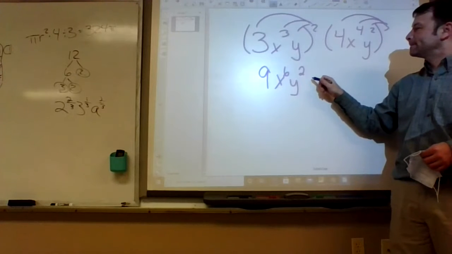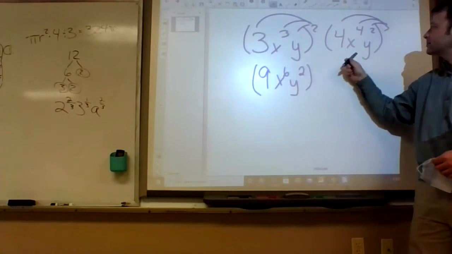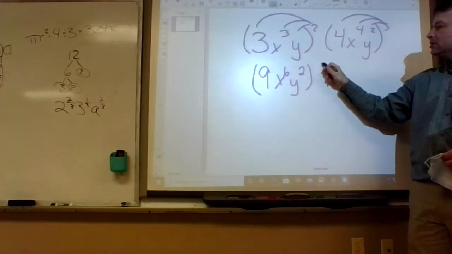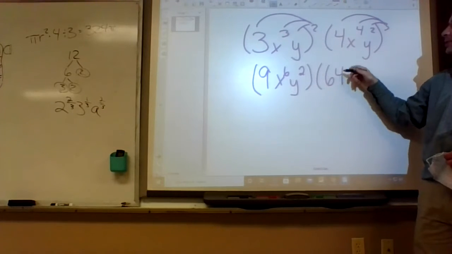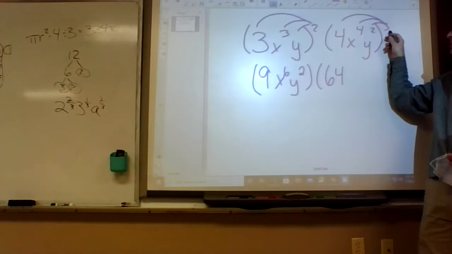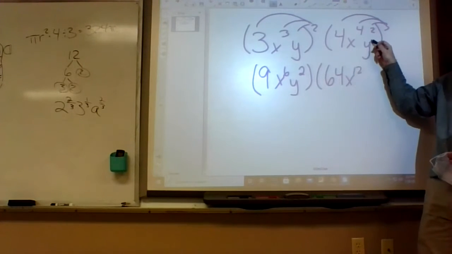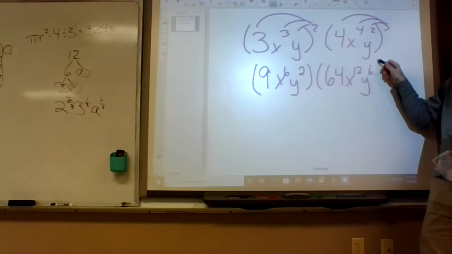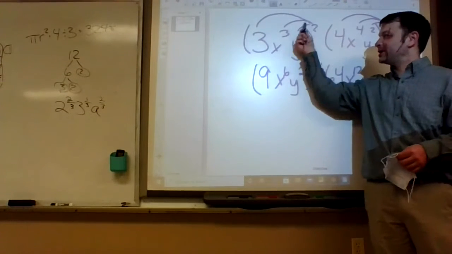And then 4 times 4 times 4 is a big number. Okay, 64. 4 to the third is 64. X to the... so it's x to the 12, and y to the 6. Okay, then at this point, we did exponents first.